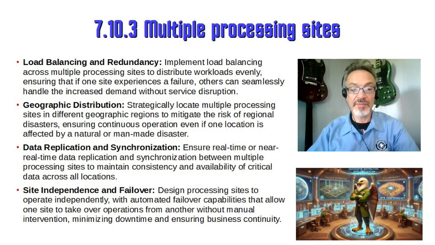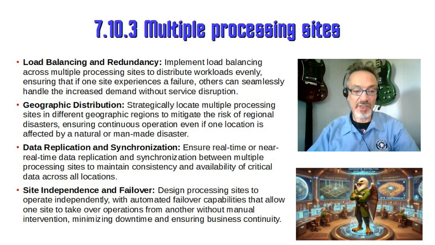7.10.3, multiple processing sites. A very critical part of making sure your organization is resilient and avoids a single point of failure, especially for high availability requirements. When we talk about multiple processing sites, we're looking at distributing workloads across different geographical locations to maintain operations even if one site goes down.